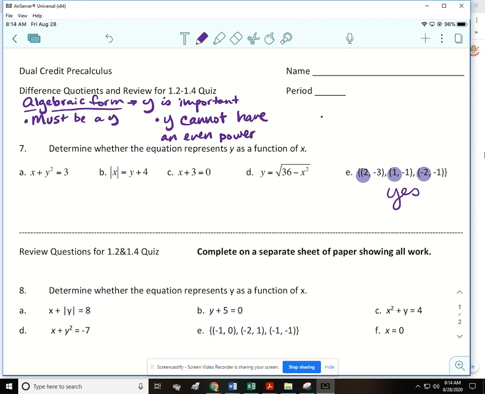All right, and then also the y cannot be an absolute value because if you were solving for y and it was an absolute value, you'd make two equations, one with the positive version and one with the negative version. So that would make it not a function. So y cannot be inside absolute value.